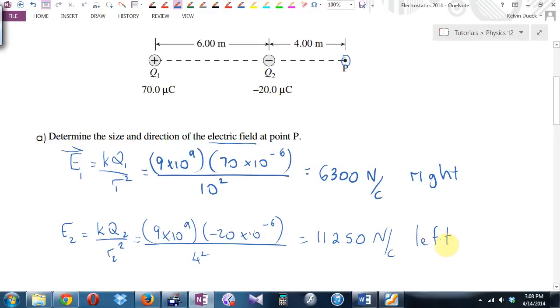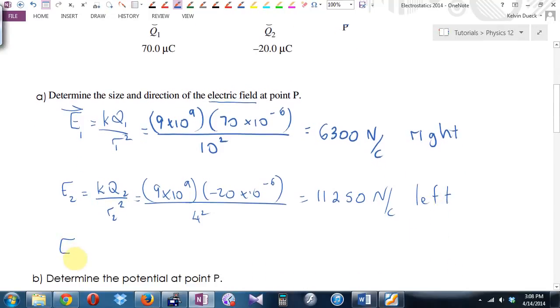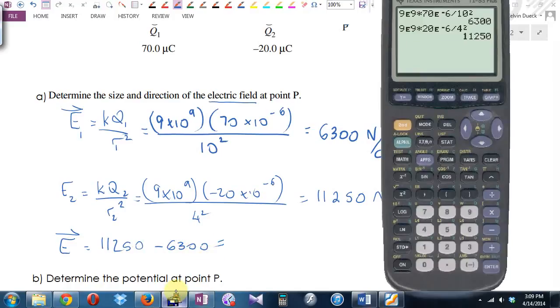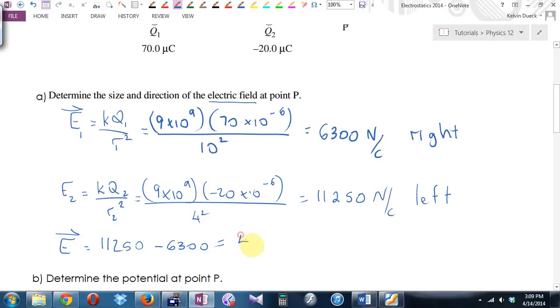Since they're in opposite directions, one right, one left, I'll go winner minus loser. If they were in the same direction, Kelly, I'd just add them up and the direction would be in whatever direction I'd started out with. So the net electric field is going to be 11,250, take away 6,300. I get 4,950, that's to 3 sig figs, newtons per coulomb. Direction, winning direction was to the left.